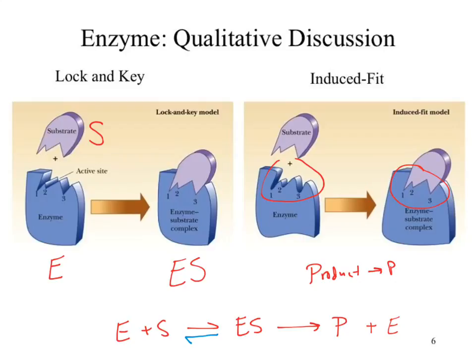They may not go forward to product. It may go backwards to just having the substrate in the enzyme. Okay, so that is a reversible process.